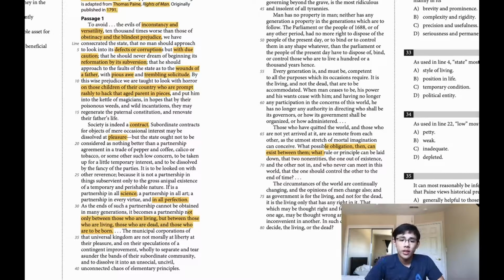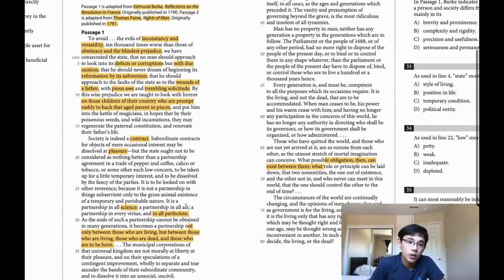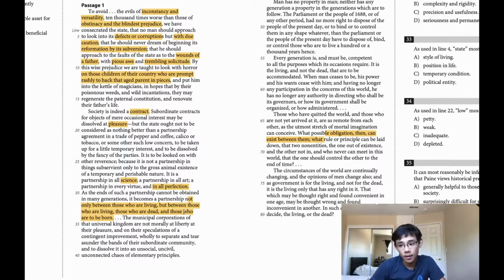So this is the thesis statement of the first author, Edmund Burke. He is saying that we shouldn't be so quick to dissolve society, to change society, because this brings inconstancy and versatility. His belief is that society is this strong contract, a contract that transcends time, a contract that is not only between those who are living, but between those who are living, their fathers before them, and their fathers before them as well.